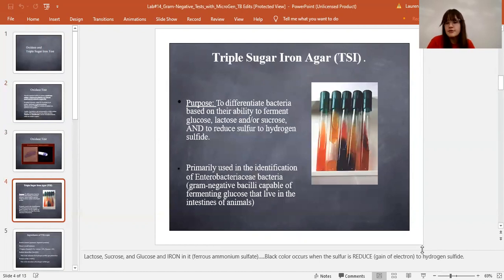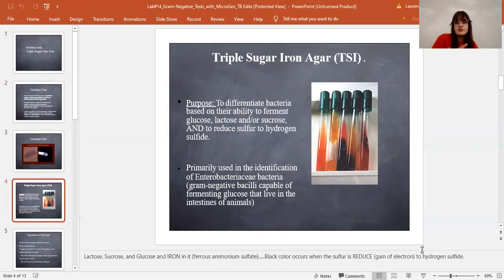But now for the meat and potatoes of this, we have the TSI slants. Now these have a lot of complex layers to figure out what is happening on a molecular level. They differentiate the bacteria's ability to ferment 3 different types of sugar, right? It's triple sugar, 3 sugars. It's fructose, sucrose, and glucose. They also test for their ability to reduce sulfur to hydrogen sulfide, that H2S.